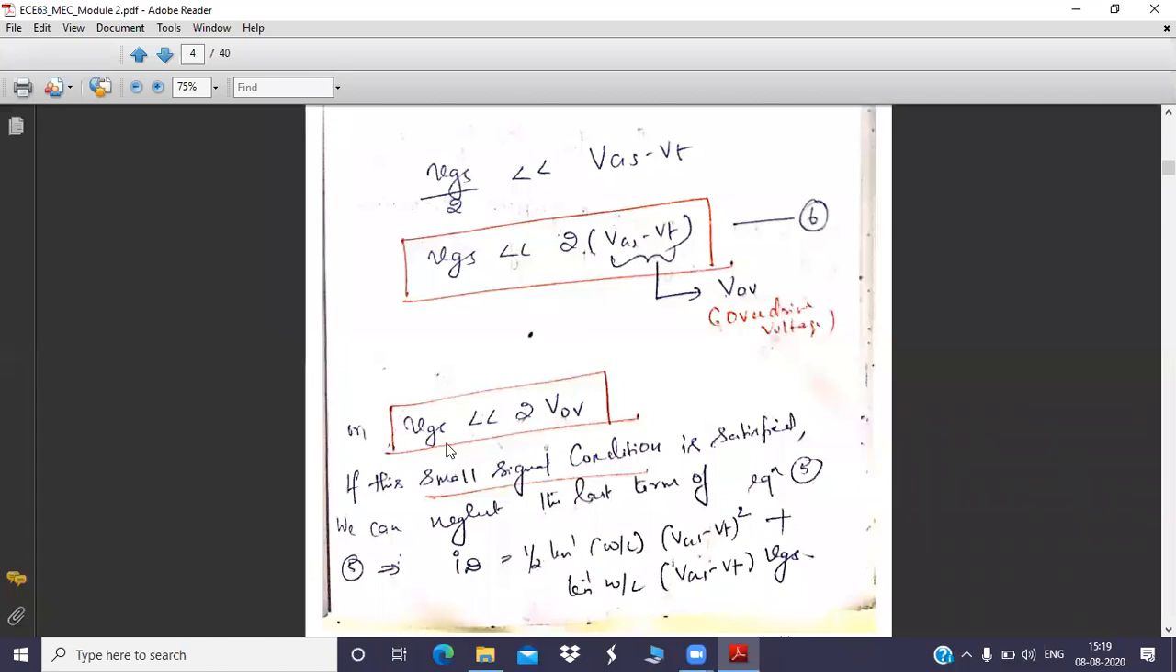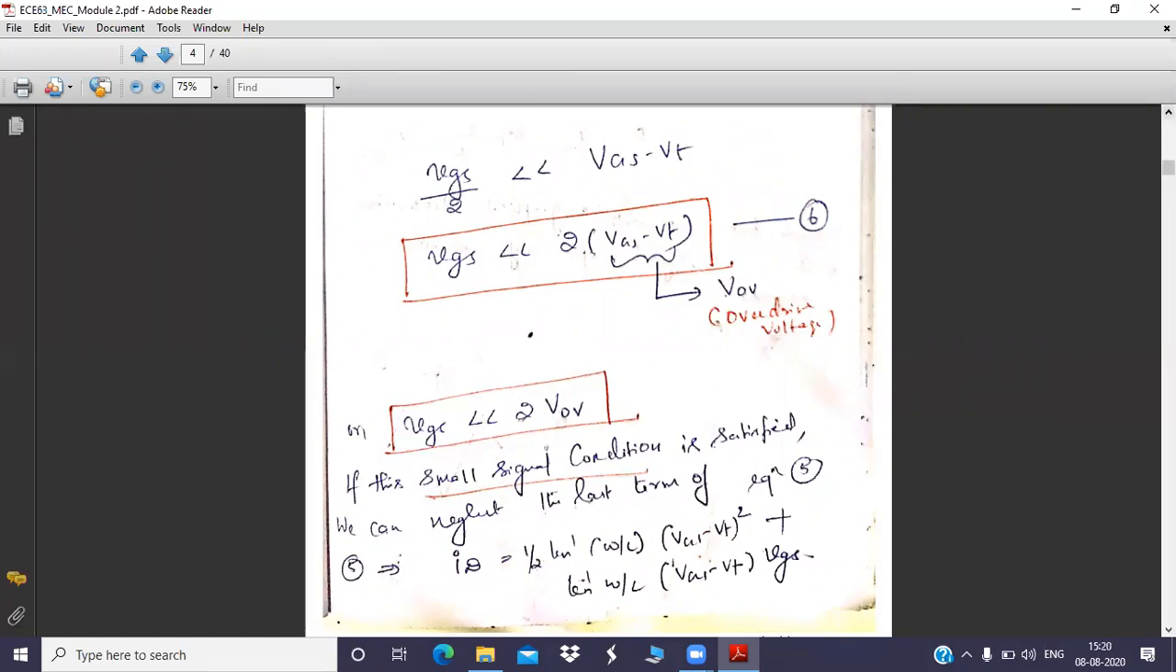What is the small letter VGS? Small letter VGS is your AC input signal. So whenever you are giving an AC input signal to a MOSFET, the condition that we have to maintain is that it should not go beyond 2 VOV. It should always be less than 2 VOV. If you can maintain this condition, then you will not get any harmonic distortions.